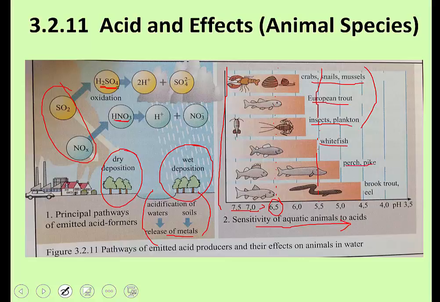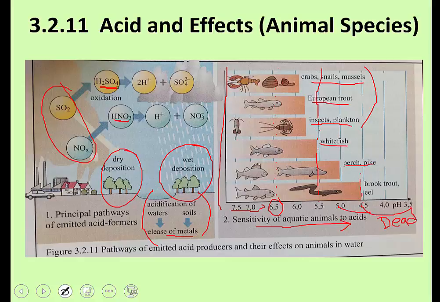Perch and pike start to have some trouble. By the time you get down another pH unit, to about 4.5, there's nothing that's surviving. It's all dead. So if you get down to a pH of even 5, in some places, pretty much nothing's going to be alive in there. If you reach that level, you've got a dead lake, a dead stream, a dead river. Nothing's going to be around there.